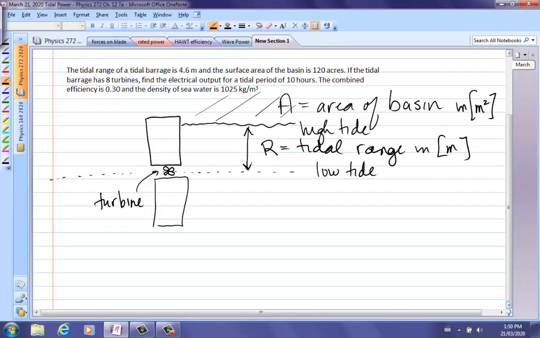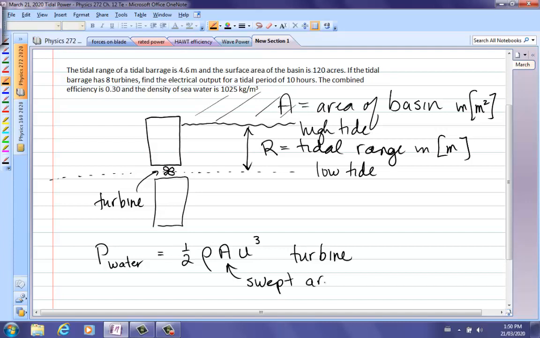Okay, now the power from the turbine is just as usual. So the power from the water is 1/2 rho A U cubed. And now this is not the area of the basin. This is for the turbine, the formula we're used to. This is the swept area of the turbine blades. And U is the speed of the water.